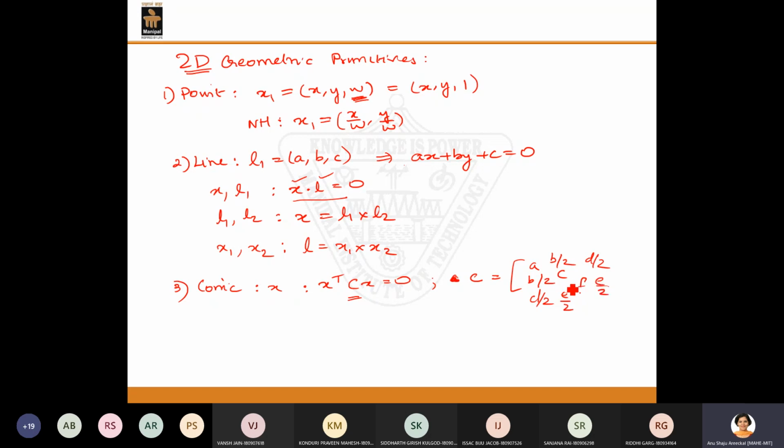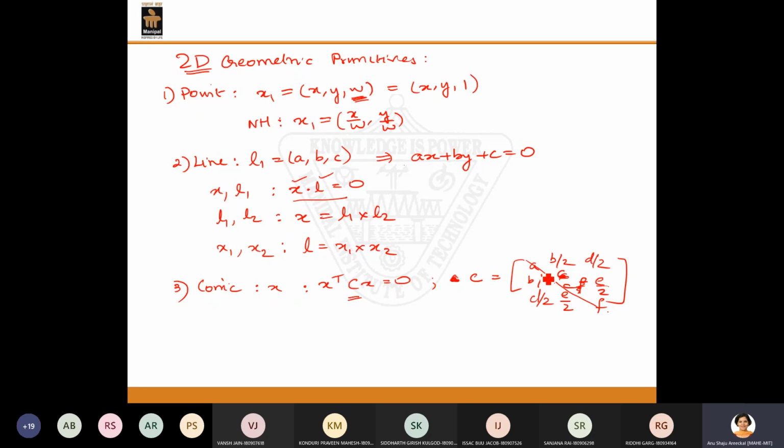Here also I have E by 2. Sorry, this should be here, this should be here, right? So what we saw again was that this is a symmetric matrix, okay? And these values A, C, F are basically the coefficients of x1 square, x2 square, and x3 square, if you're taking that x1, x2, x3 are the coordinates of the point, okay?